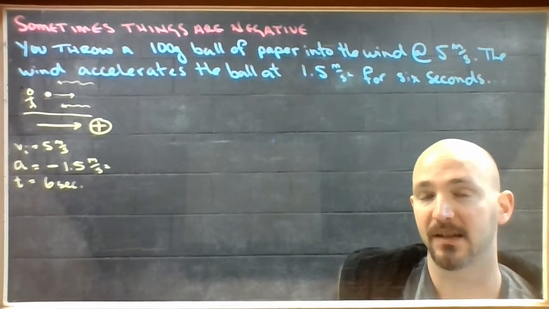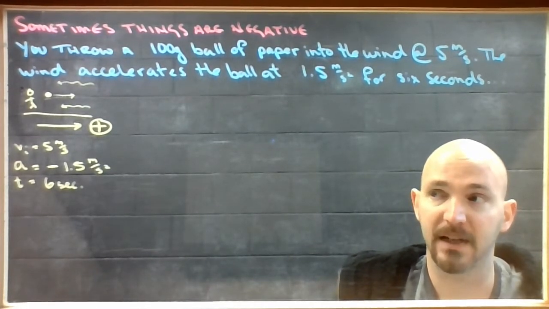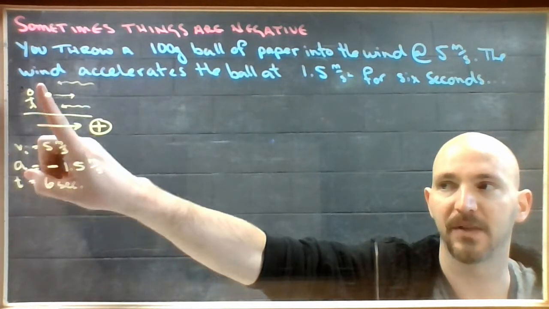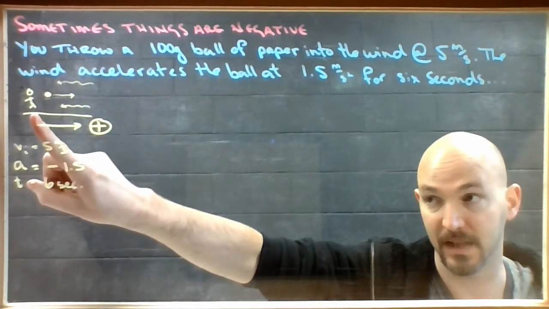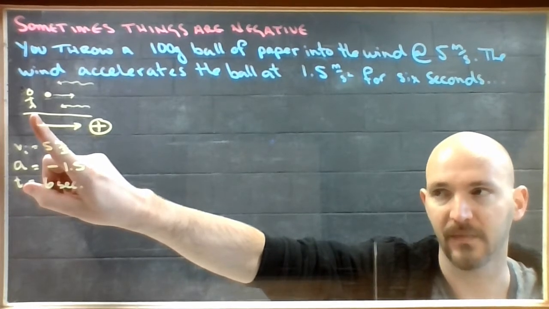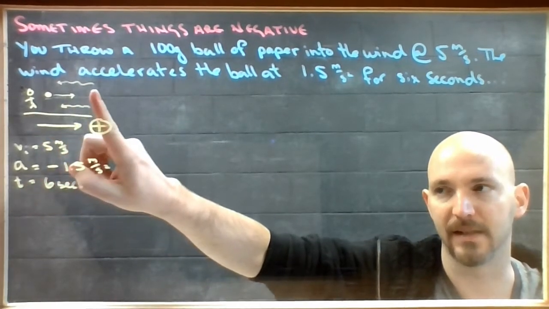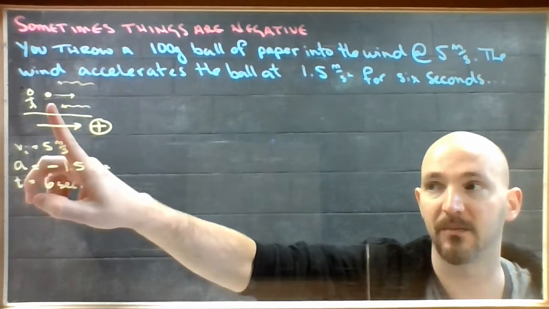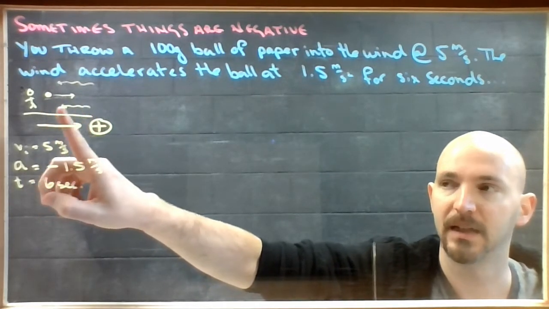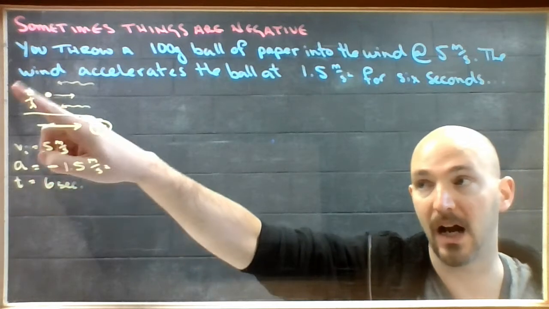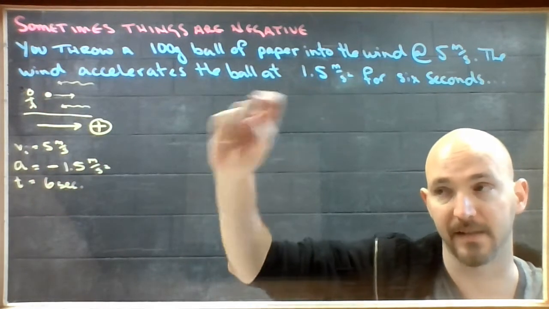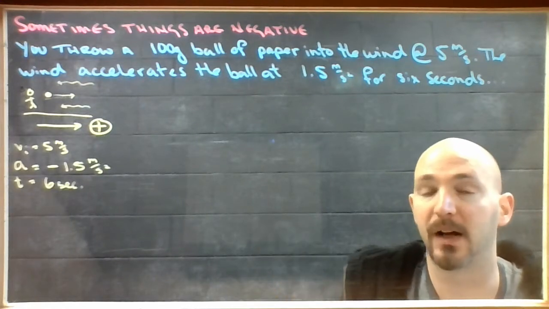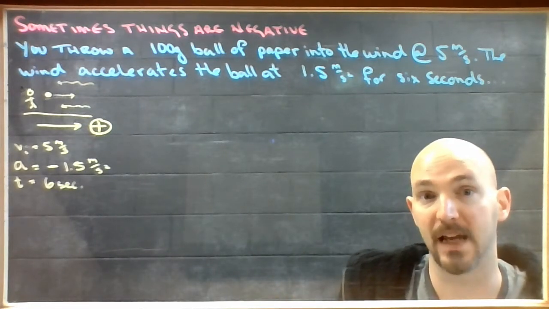As far as distance is concerned, I might get a positive number, I might get a negative number. Since the experiment started where this little stick man is standing, if the ball is in front of that person 6 seconds later, then my distance will be positive. If the ball is behind this person 6 seconds later, my distance will be negative. At this point, I don't know. I have to do the problem and see how it works out.